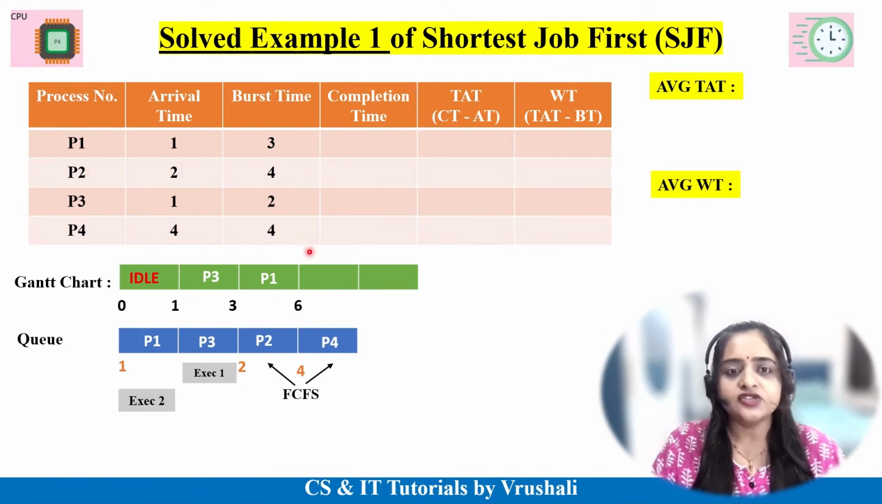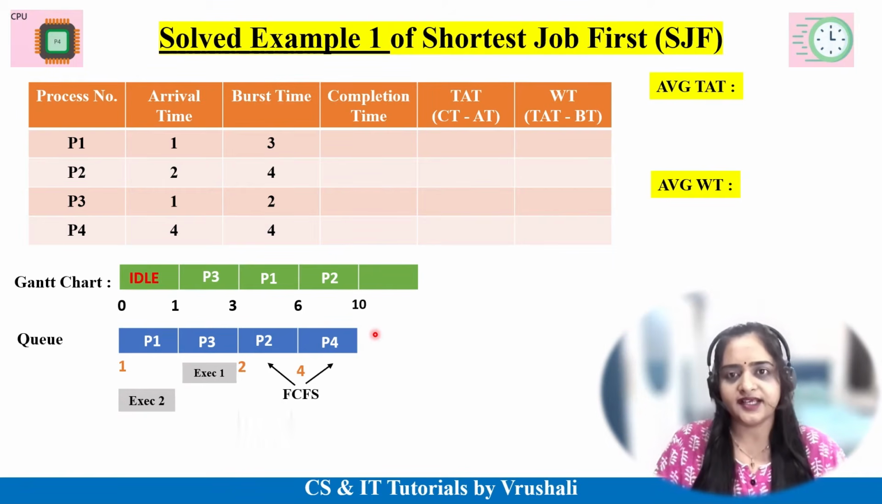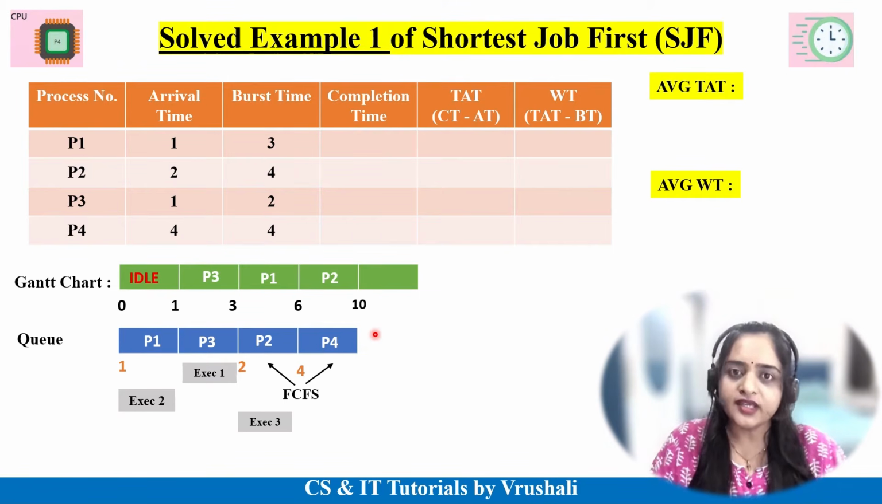P2, right? So CPU executed P2 here. Clear? What is their burst time? 4. So 4 plus 6 equal to 10. Right? Means your P2 process has executed from the queue. Now in the queue there is only one process, P4. So just execute the P4 process here.